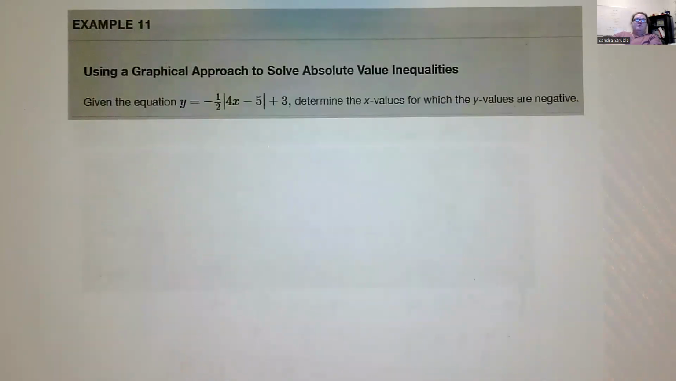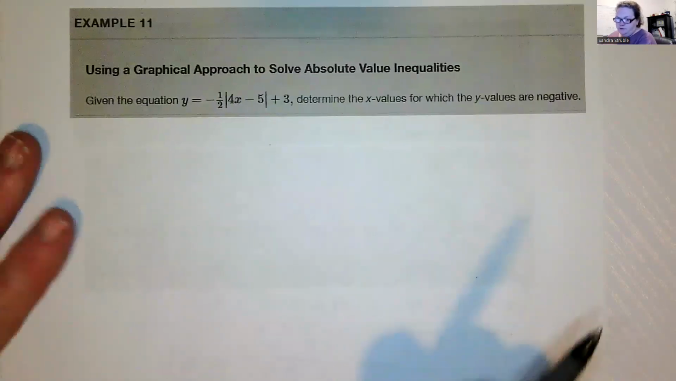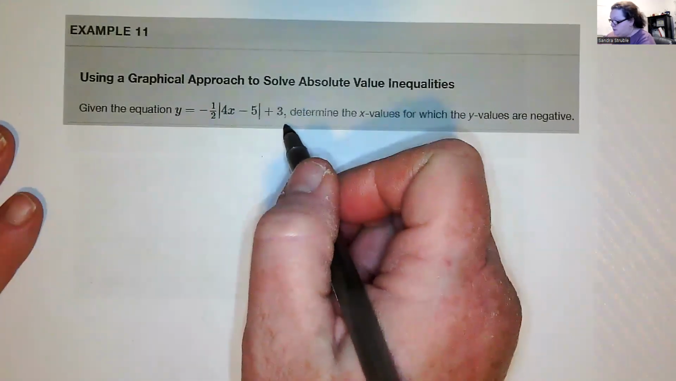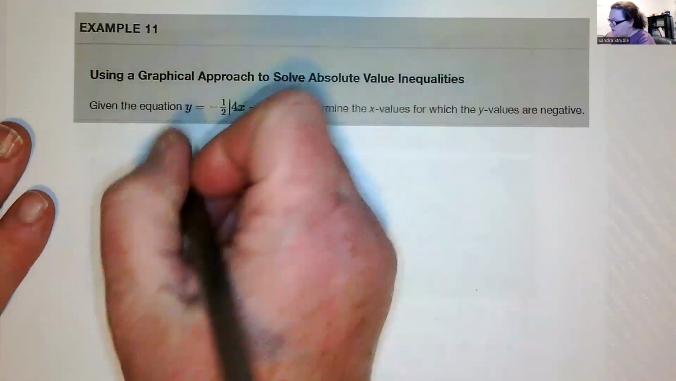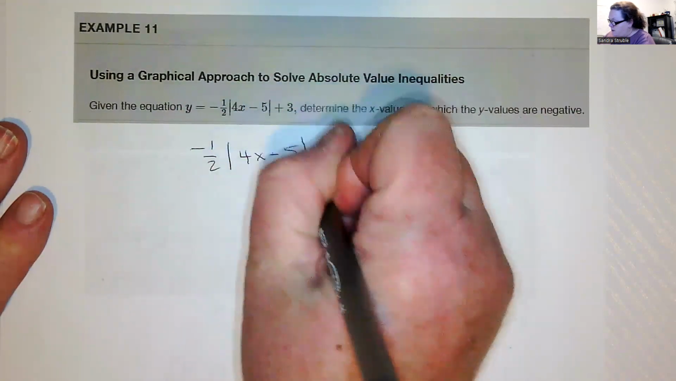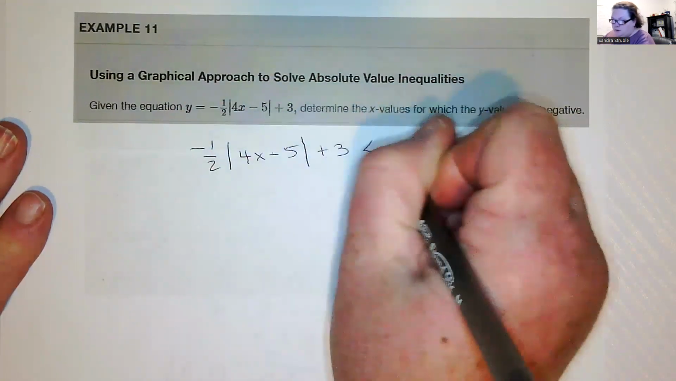So given this equation, y equals -1/2 times the absolute value of 4x minus 5, plus 3, determine the x values for which the y values are negative. So they want y to be negative numbers. So we need to find out at what point y is 0, because then we can go from there. So the first thing I'm going to do is we need all of this to be less than 0. So -1/2 times the absolute value of 4x minus 5, plus 3 has to be less than 0.